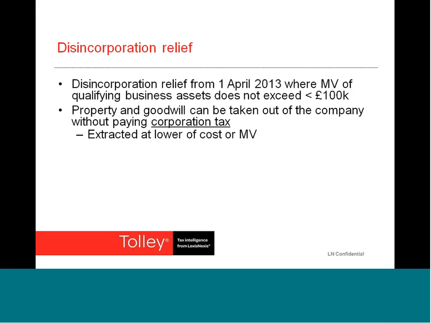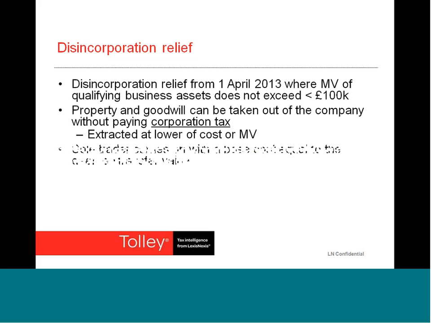And what disincorporation relief says is if the value of all those assets is below this 100,000 limit, then they can be taken out of the company and there will not be a corporation tax charge on the company. So they will be extracted at the lower of cost or market value. And so let's say we have a building, it cost 80,000, its market value is 90,000. It will be extracted at the cost of 80,000, take off the cost of 80,000, no gain. And so by having no gain, you have no corporation tax on the extraction of that asset. And that's what the relief is all about.